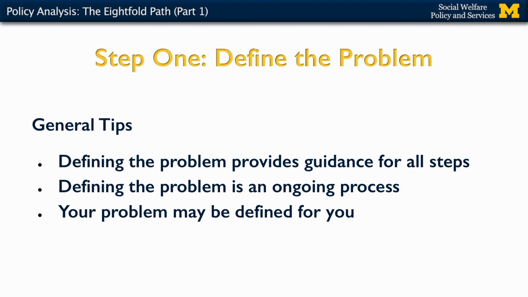So the first step is to define the problem. These are just some general tips that go along with that. Defining the problem is often looked at as the most important step, and it's one that you can revise as you go through. It's an ongoing process. If you're doing a policy analysis for your workplace, the problem may be defined for you. But if you're trying to figure out a problem in your community and to make some changes, it's up to you to figure out what that is, and then you might need to revise it as you go.